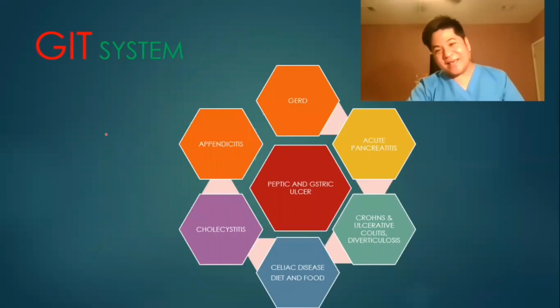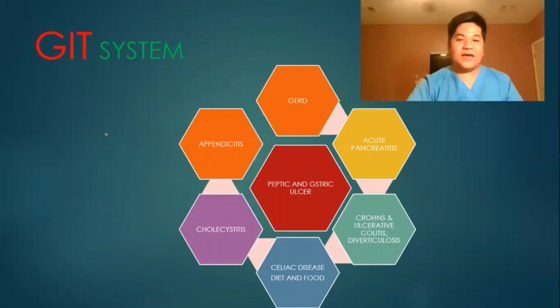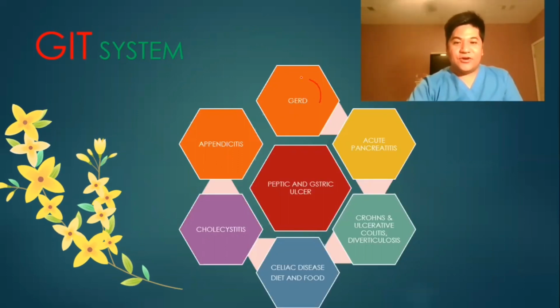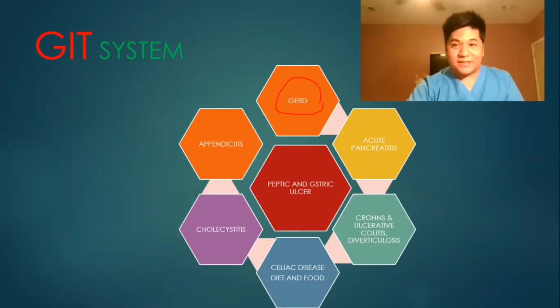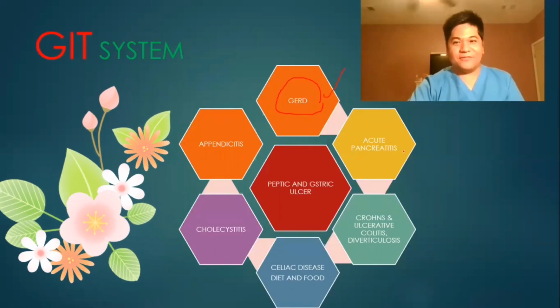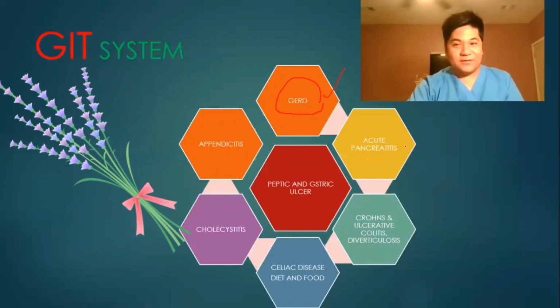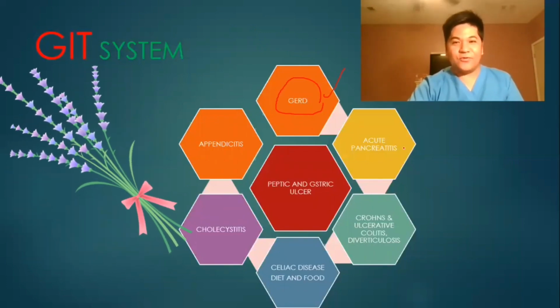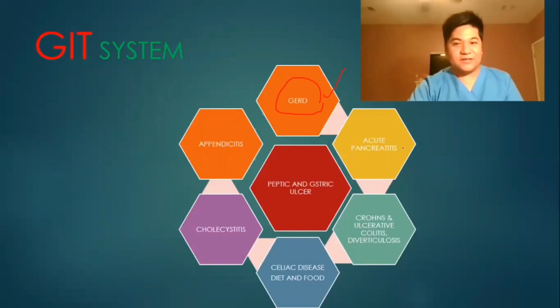GIT system. Okay, for the GIT system, we have to know GERD, or gastroesophageal reflux disease, what position, what food you need to avoid to prevent this. Check on that. Acute pancreatitis is also their favorite. You need to know what this disease is and how it will be prevented and what the nursing considerations or treatment are for that. And also Crohn's disease and ulcerative colitis and diverticulosis.